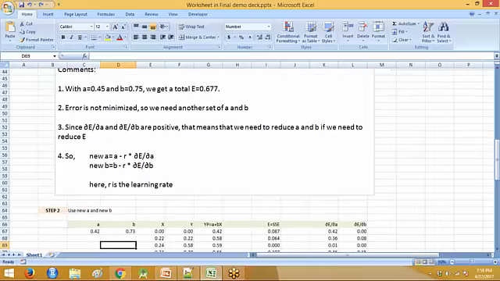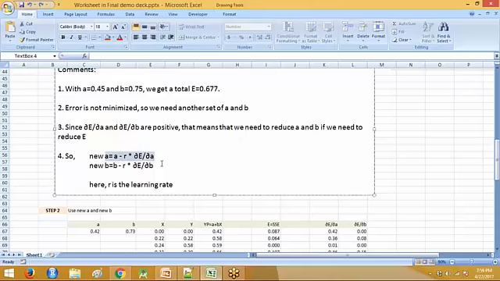the next step is let's reduce a and b by some value. And the value that we are going to change it to is going to be based on this particular formula here, which is new A is equal to old A minus a small value.